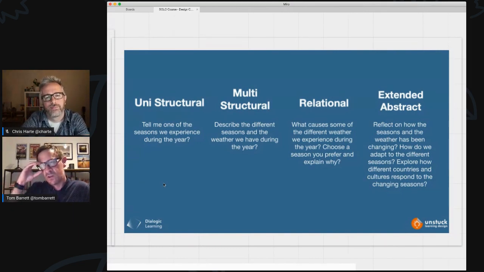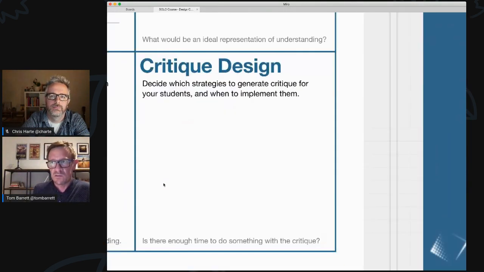We're just trying to use, as a utility to us, the language of the taxonomy within the actual question. Question design is a key part of our design canvas, because it's one of the easiest things that we can create really, really quickly as we're designing a sequence of learning.